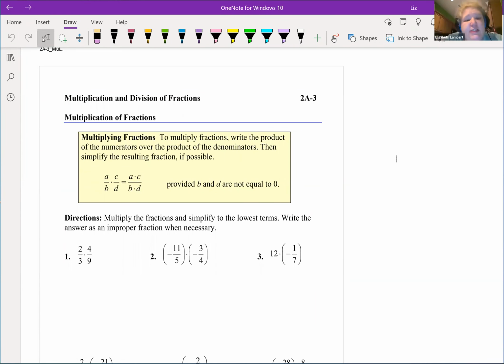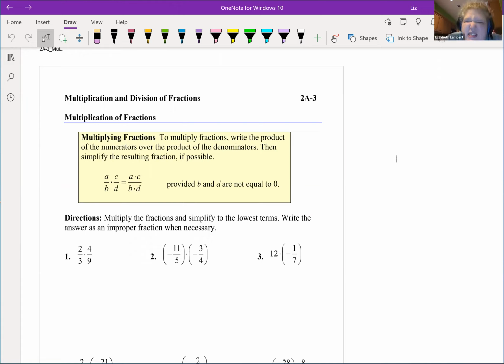Hello, my lovely students. So we are now back to 2A-3, multiplication and division of fractions, which might actually be two different things. We shall see. But it is one set of notes for us that I'll split into two videos more than likely. All right, so another week, another topic.